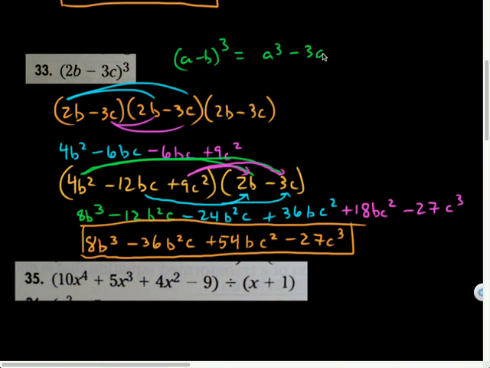Sorry, minus 3a squared b plus 3ab squared, and then minus b cubed. Wow, that's embarrassing.